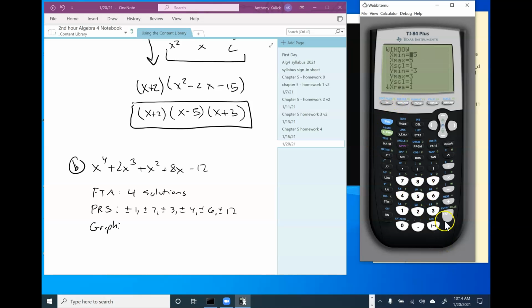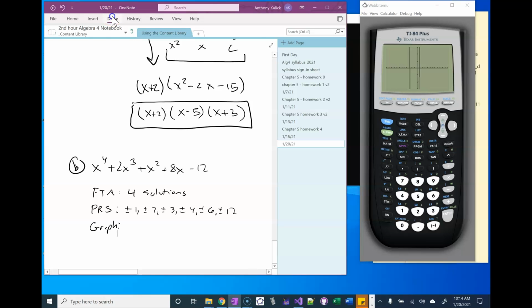We'll reset our window to be -12 to +12. And then we'll hit graph. So what do I see here on my graph? I see -3. And I see +1.